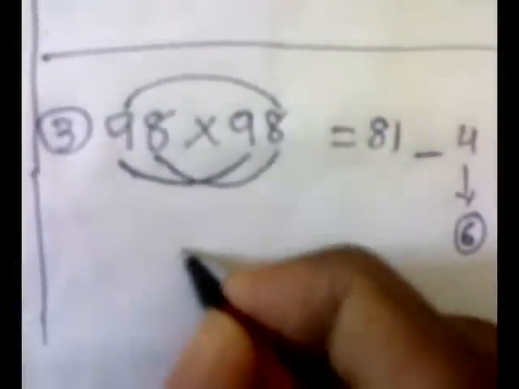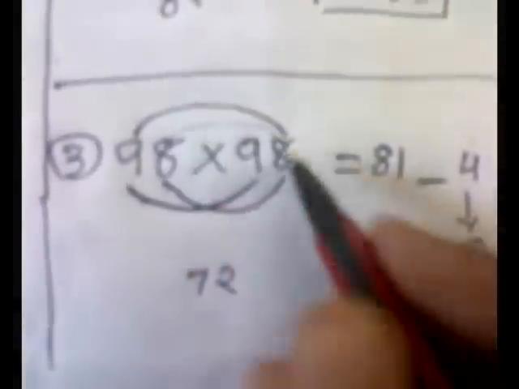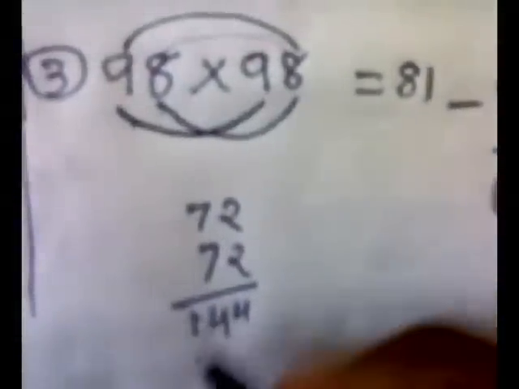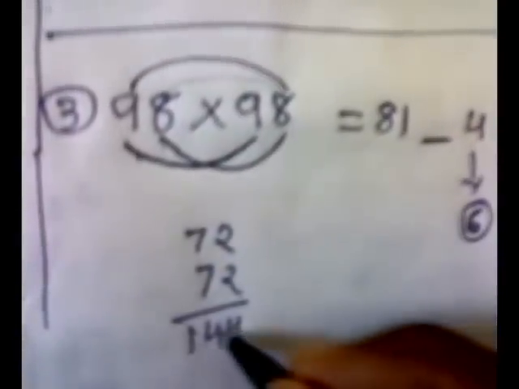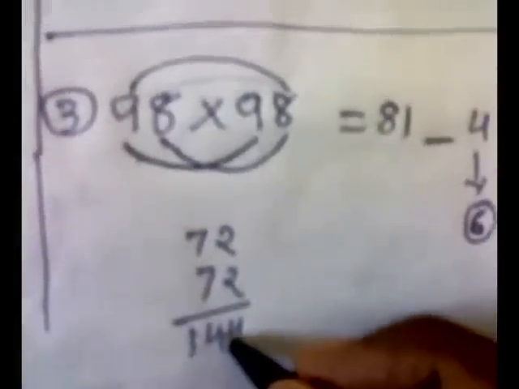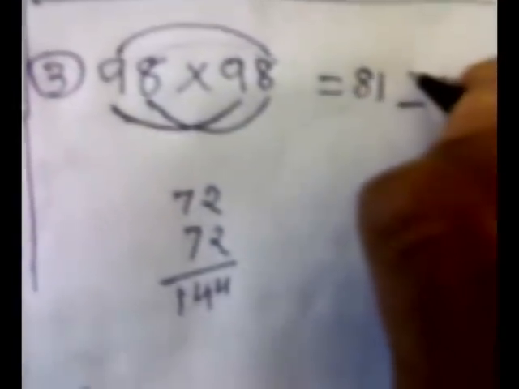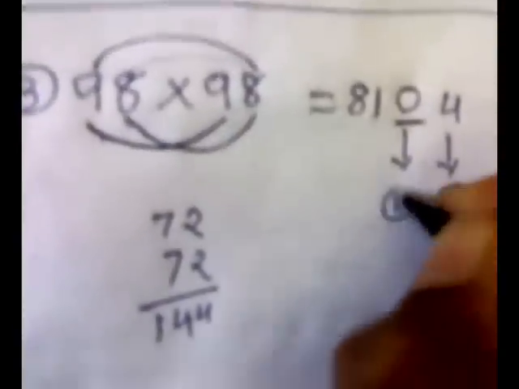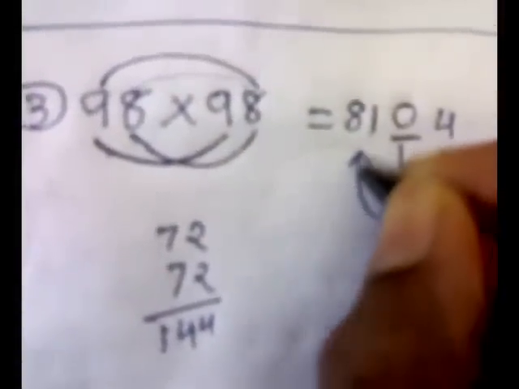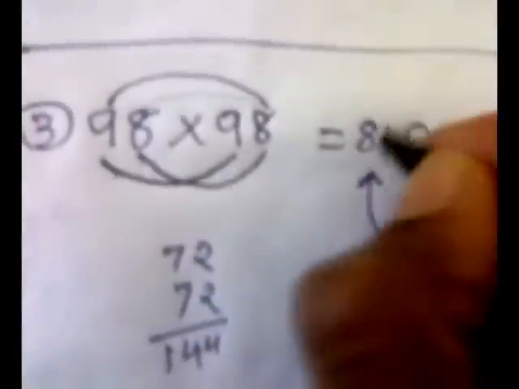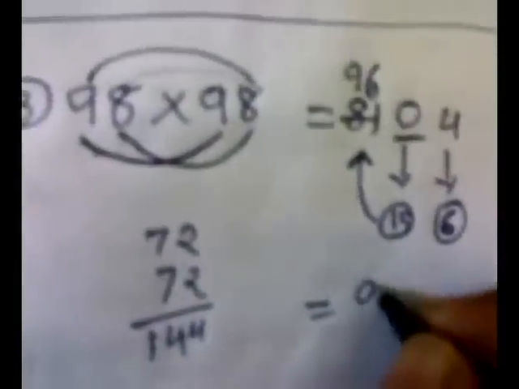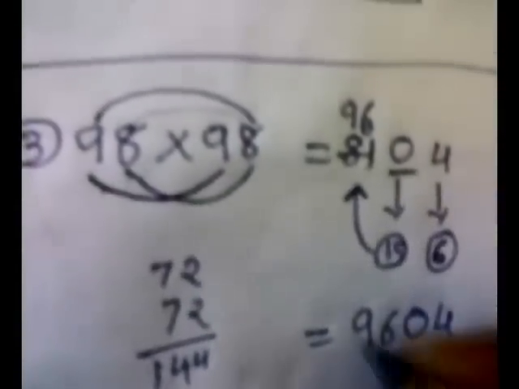Now 9 8s are 72 and 8 9s are 72. We have 144 and this carry, it will become 150. So we put 0 here and we have generated carry 15, and this 15 should be added to this. So 81 plus 15 becomes 96. So our final answer will be 9604.